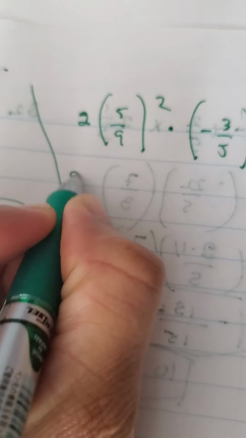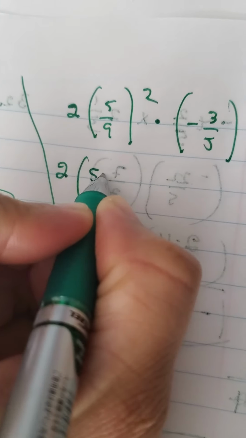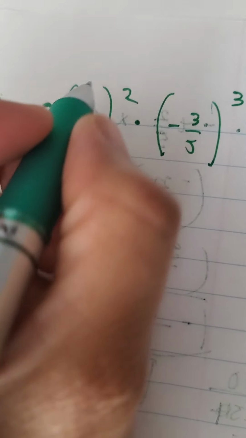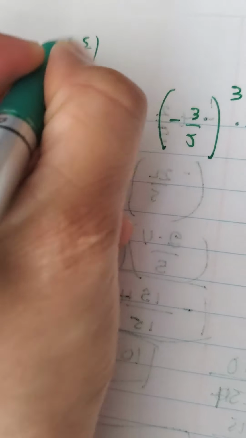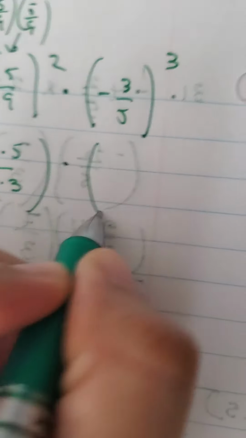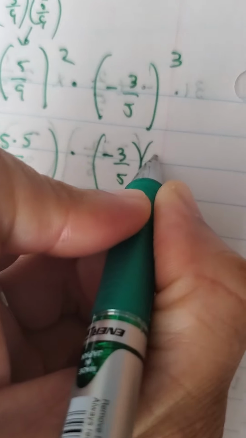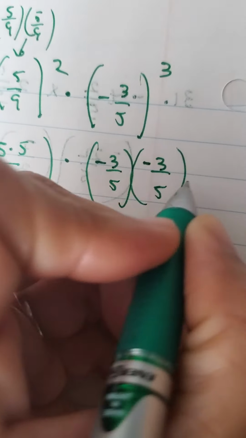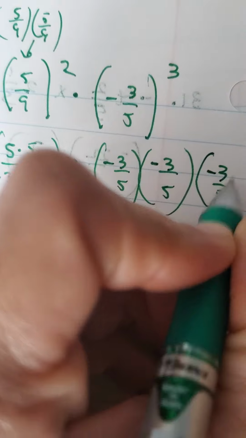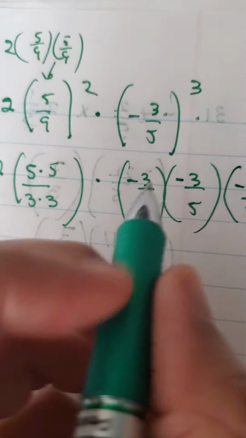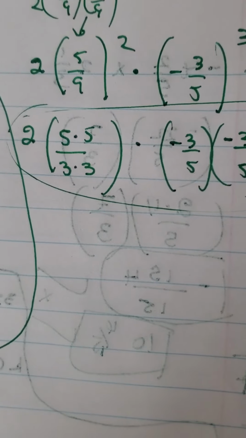So here, this is actually 2 times 5 times 5 over 3 times 3, right? I've expanded, right? Squared, right? So this is really 5 ninths times 5 ninths, right? That's what that is. And this is, I'm expanding, just for the sake of it, this is saying I have 3 factors of -3/5. Watch out for your signs. Still take your signs with you, right? So obviously, because I have an odd number of negative factors in this entire product here, my answer is going to be negative.